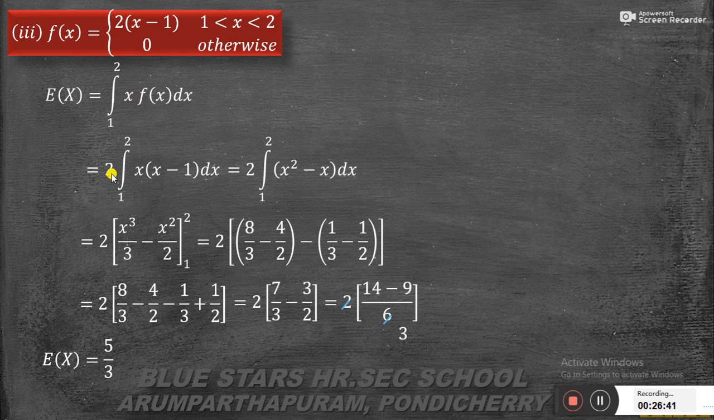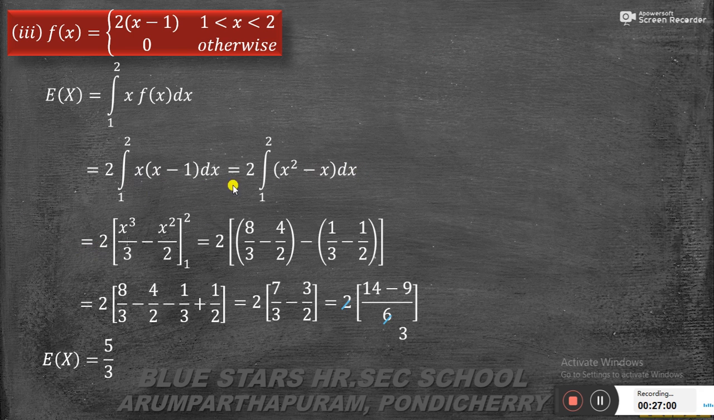So, 2 times the integral from 1 to 2. Now, f of x is 2 times (x minus 1), so I write the 2 outside. The integral from 1 to 2 of (x minus 1) dx. In the next step, I multiply the x into the factor, so x square minus x. So, 2 times the integral from 1 to 2 of (x square minus x) dx.